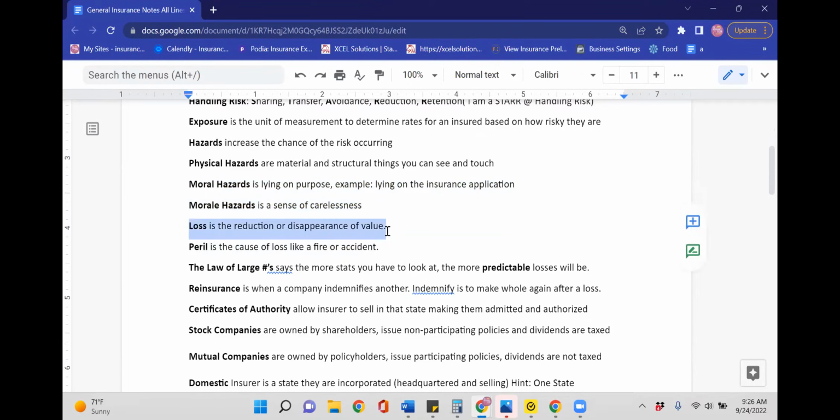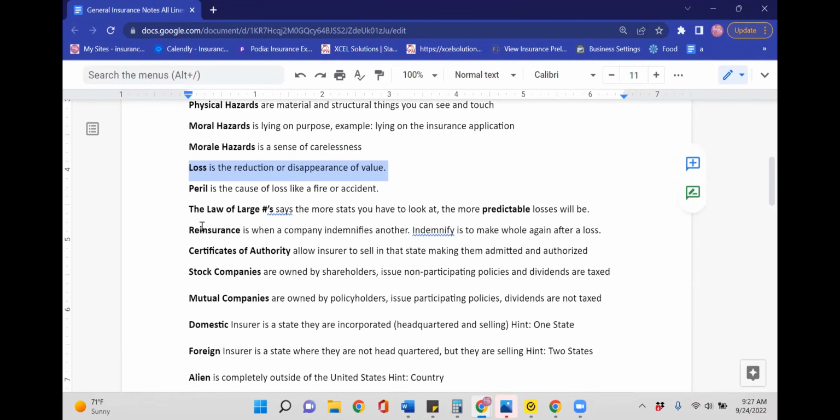We talked about loss and peril. So peril is the cause of loss, the reason I'm filing a claim. Loss is the reduction or disappearance of value. So the peril leads to the loss. The peril is the reason for the loss. The fire destroyed the value of the house. The peril of the car crash destroyed the value of the car. So a peril is the reason for the loss. The loss is the reduction of value.